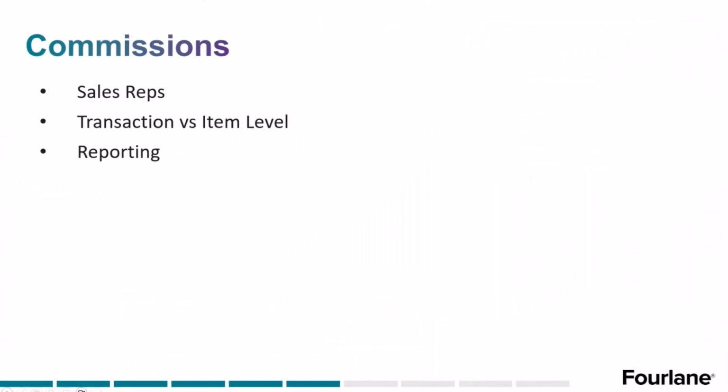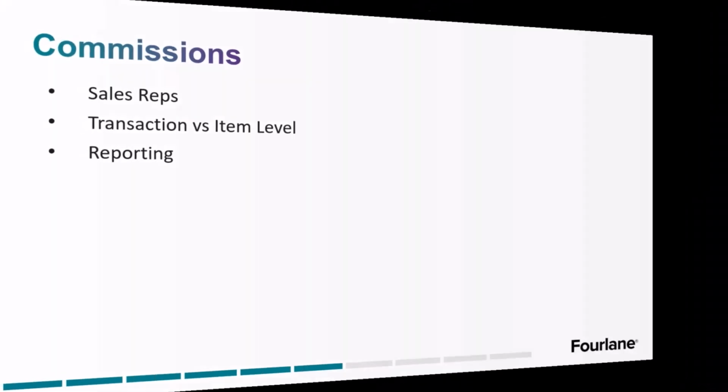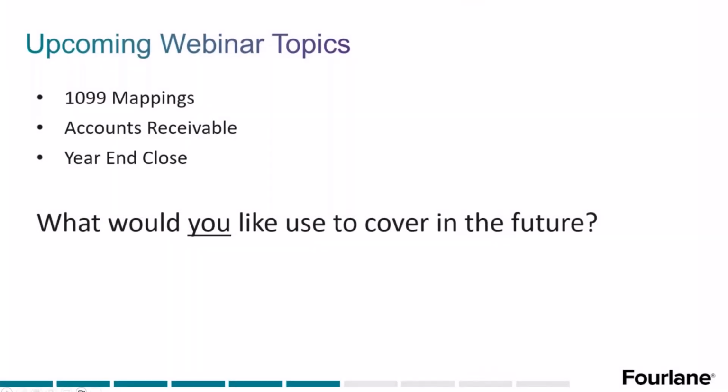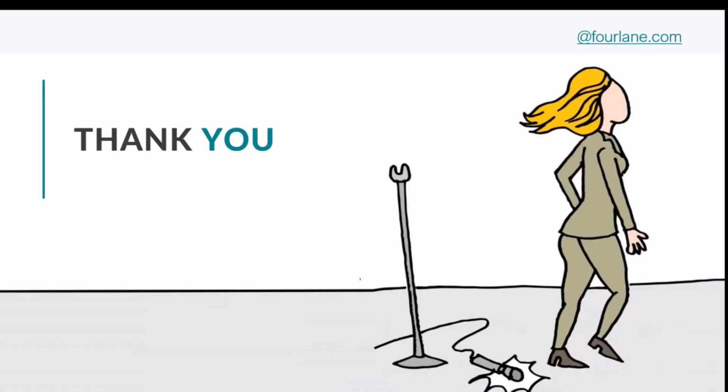We went over sales reps, transaction level versus the item level, and those reportings that go with it. Our upcoming topics, remember this is the every Wednesday webinar, we'll be looking at 1099 mappings, accounts receivable, and year-end close. If you would like to look at anything else, please let us know and we'd be happy to do that.